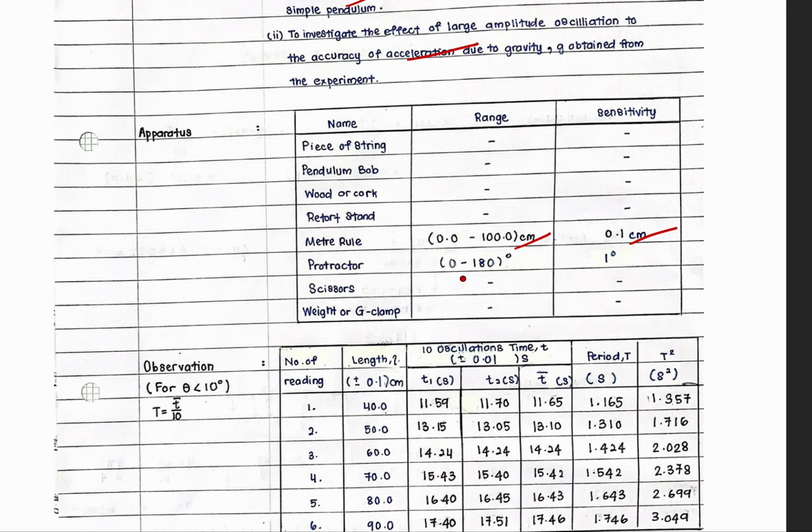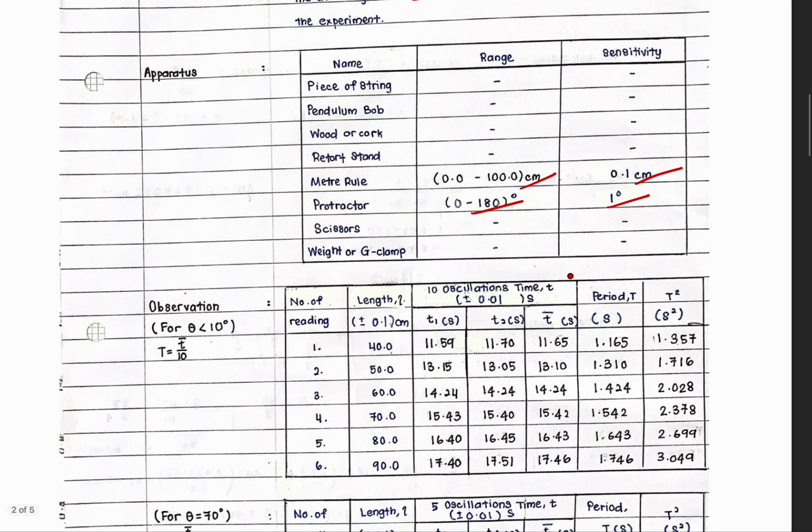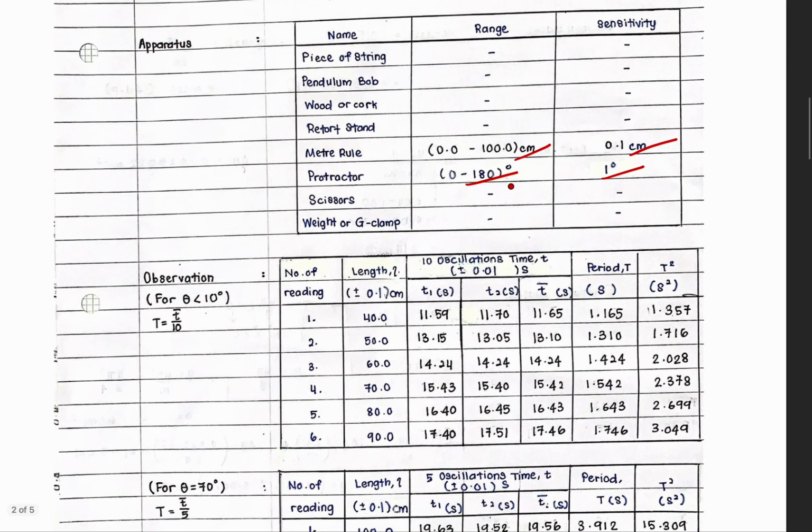And for your range, if awak tengok protector awak, the range for your protector is from 0 to 180 degrees. And paling kecil kita boleh baca is 1 degree. So tak ada 1.5 degree or 2.5 degree, no. The smallest would be 1 degree. So that's your sensitivity for your protector. Benda lain semua tak ada range and sensitivity.